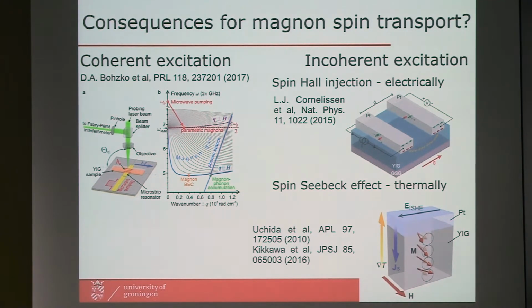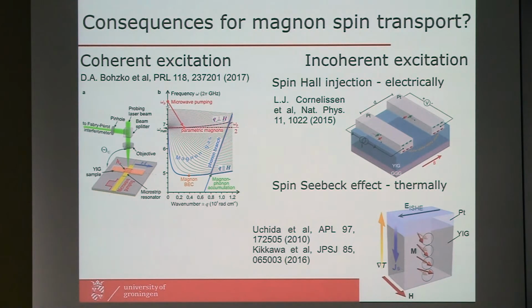But our approach is a bit different because we drive the system incoherently, in particular via spin Hall injection of magnons. This is what we call electric excitation. The idea is we have a YIG film with two platinum contacts on top, and we pass a current through this platinum contact, and via the spin Hall effect we can generate magnons in the YIG, which we can detect in the detector. I will get back to this in more detail later on.